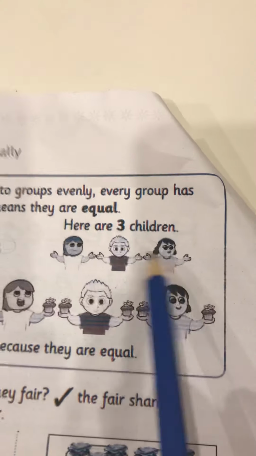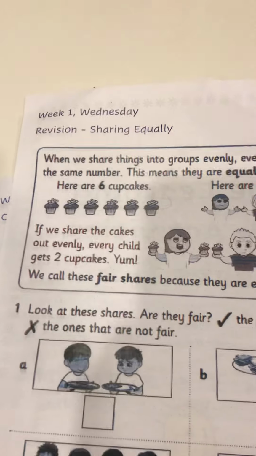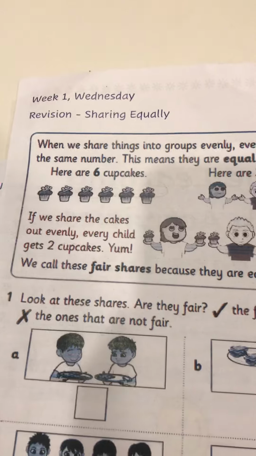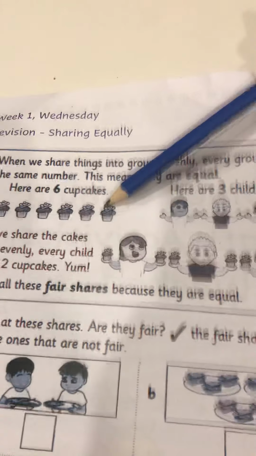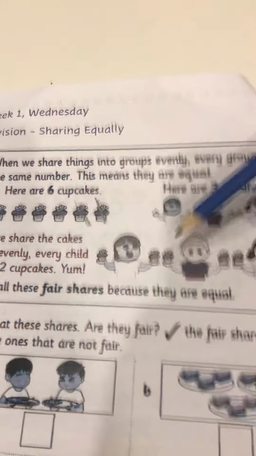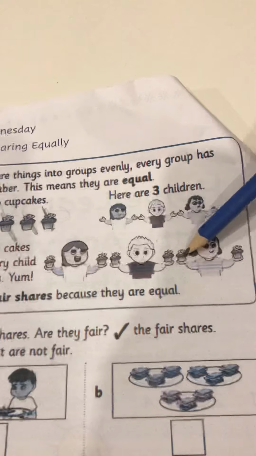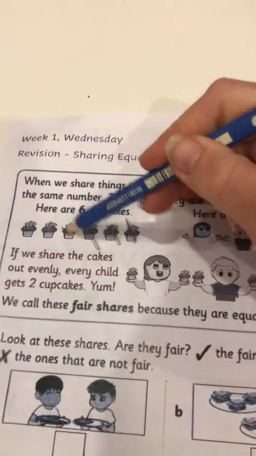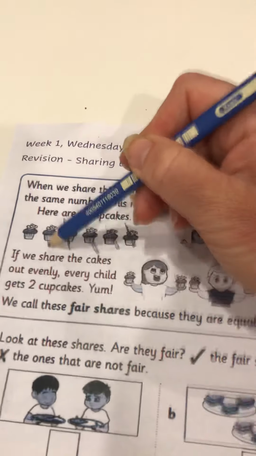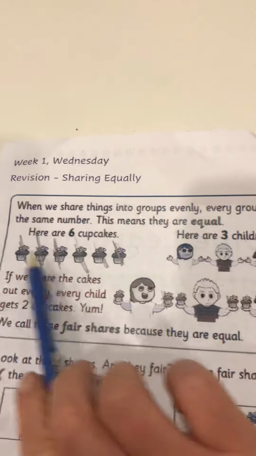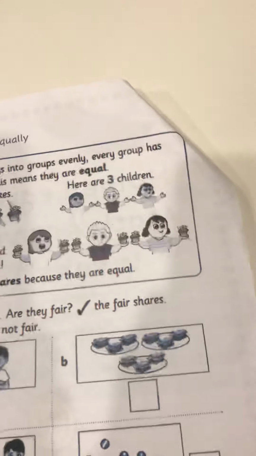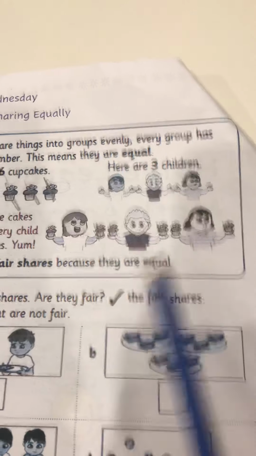So it says here are 3 children. If we share the cakes out evenly, every child gets 2 cupcakes. Yum! We call this fair shares because they are equal. So what they've done here is given 1 to you, 1 to you, and 1 to you. Keep going, got to be fair. 2 for you, 2 for you, and 2 for you. Till there's no more left to share out. They've all got the same amount, so it is fair. They get 2 each. And in this story, the groups are children.